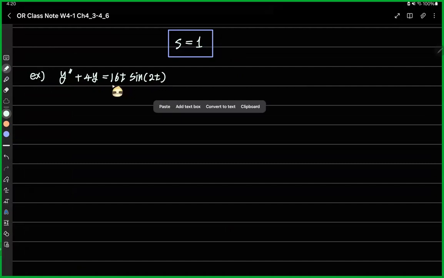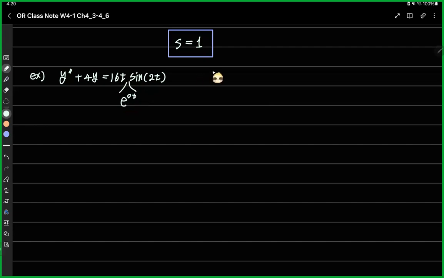It's a polynomial, a monomial, times an exponential, with no exponential term, right? But we can write it as 16t times e to the 0 times t. So from here, we can see that alpha is 0 and beta is 2, okay?